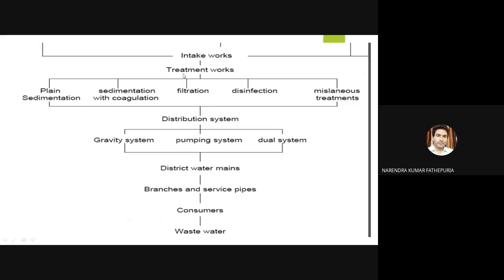So this is how things are working. We have an intake work, and then treatment works, and treatment we have done. It started from aeration and pre-chlorination, then plain sedimentation followed by coagulation, then filtration we have studied, then disinfection. After disinfection, if extra chlorine is dissolved, then dechlorination is required, and then it will come to the surface.